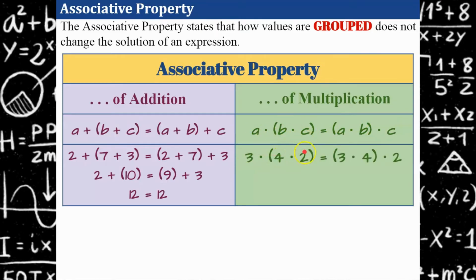So first, we're going to group the second two numbers, 4 times 2, which means we're going to multiply these first and then multiply by 3. Over here, we're going to group the first two values first and multiply by 2. So 4 times 2 is 8, and second step will multiply by 3. Here, 3 times 4 is 12. Second step will multiply by 2. So 3 times 8 is 24. 12 times 2 is 24.